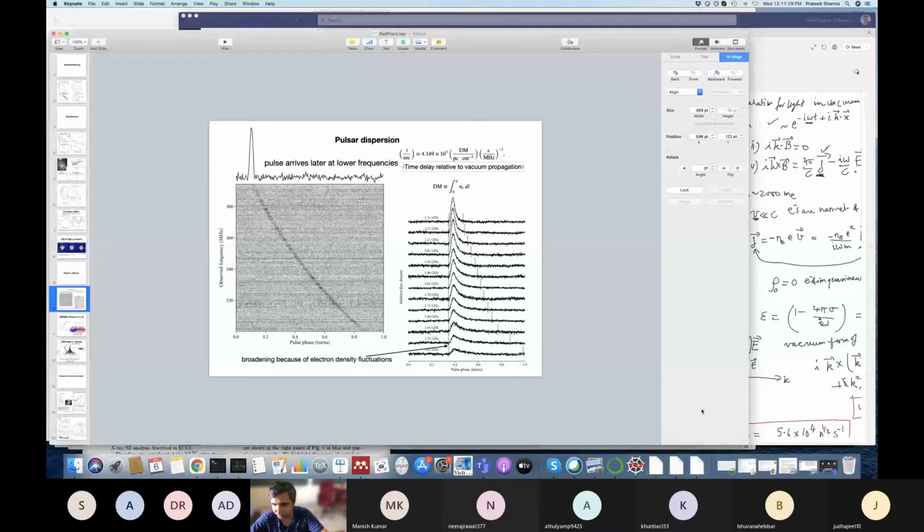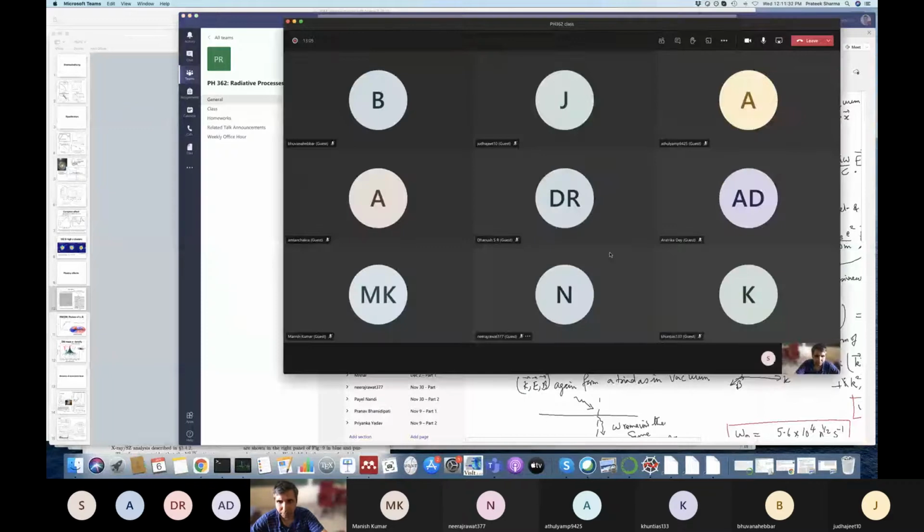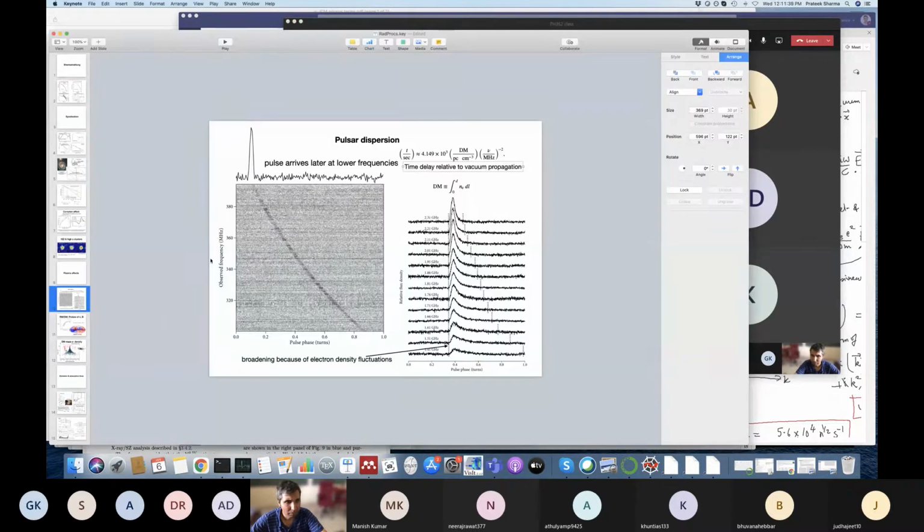I have to take names. Let's see, Bhuvana. Can you tell me, if you're given the observed frequency and the time of arrival of the pulse, how can we measure the DM? And we know the frequency, right? By measuring the delay. Right. So if you're given this graph, how would you use this graph? Okay. Right.